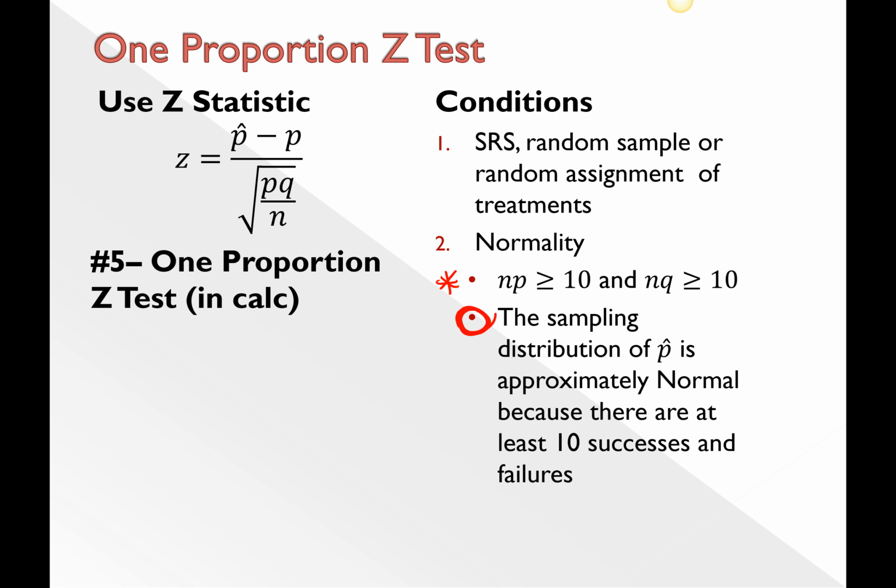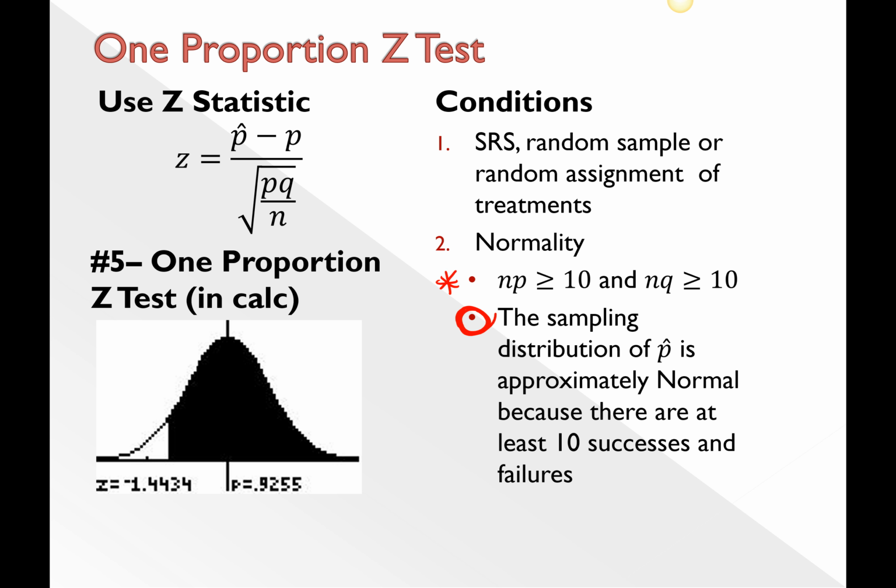In our calculator, you need to probably write this down. We're going to use the 1 proportion z test, which is under stat, tests, number 5. And there's a cool button that you can use to draw the normal curve and then shade it. And then you can copy that down. We'll go over that when we do an example in just a moment.